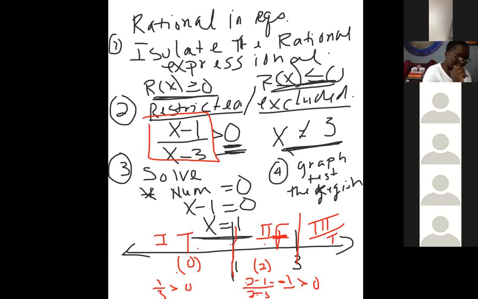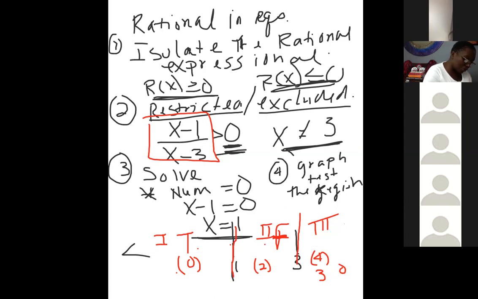But just to be on the safe side, we can go ahead and test it out. And so we just choose a value in region 3. It doesn't matter what it is. You can choose a number like 4, okay? And plug it back into the original problem. What do we get? When we do 4 minus 1, we get 3. 4 minus 3 gives us 1. So the answer turns out to be 3 over here. And so the question is, is 3 greater than 0? Absolutely. 3 is greater than 0, so that makes this region true as well.